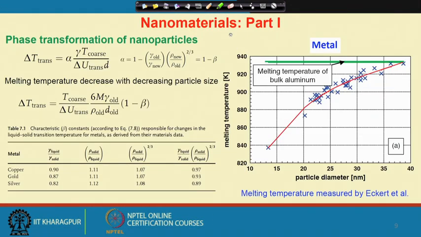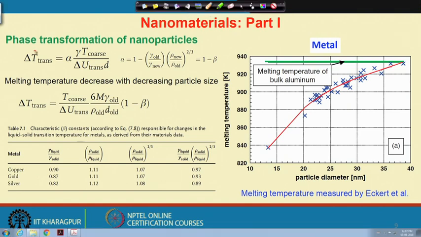I wrote here the same equation for the change in transformation temperature, delta T, which is equal to alpha times gamma T course by delta U into d, where alpha is equal to 1 minus this term, 2/3, where 1 minus beta is there. Now, let us consider the melting temperature.